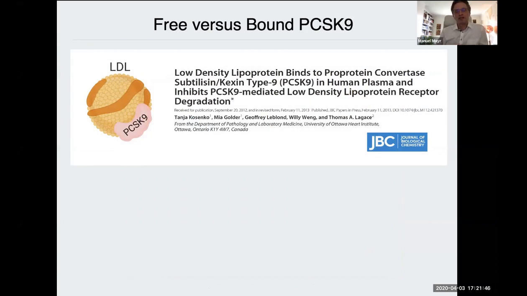Now, one interesting fact about circulating PCSK9 is that not all of it is circulating freely. Actually, the majority appears to be protein bound. And there are two main candidates for PCSK9 binding. The first one is LDL, and that makes a lot of sense because PCSK9 regulates LDL levels. And this is a very nice paper in the Journal of Biological Chemistry, where they demonstrate that binding of PCSK9 to low-density lipoproteins inhibits PCSK9-mediated LDL receptor degradation.